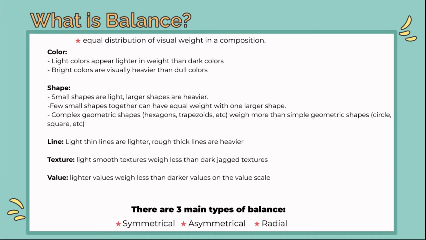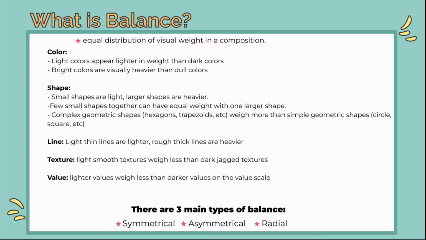For shapes, smaller shapes are lighter, and larger shapes are heavier. So if we have 4 small squares and then 1 large square, they'll look about the same in our configuration. And complex shapes, just like geometric shapes, hexagons and trapezoids, their weight is a lot heavier than simple shapes like circles and squares. Thin lines are a lot lighter than thick lines, and smooth textures are a lot lighter than our dark jagged lines. And of course, our values, light values, are a lot lighter than dark values.